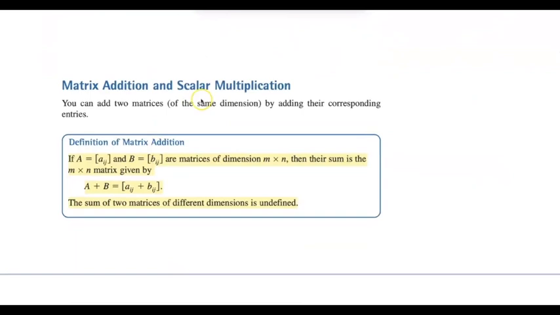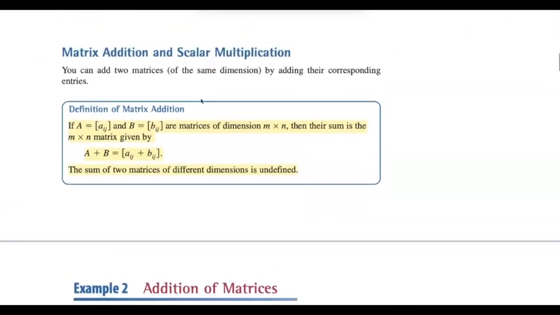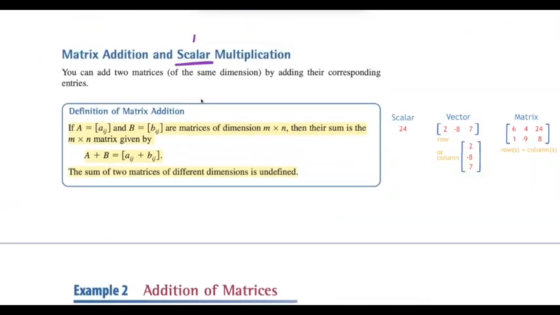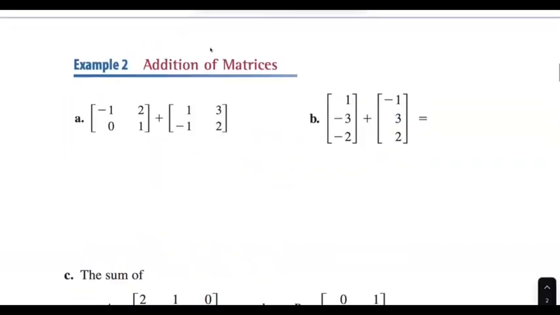Matrix addition and scalar multiplication. We're going to talk about how to add and multiply matrices. Anytime you hear scalar, that's just a number. We're saying we're going to multiply this matrix by a number. Instead of multiplying two matrices together, we're going to multiply a number by a matrix. Let's do a couple examples here.